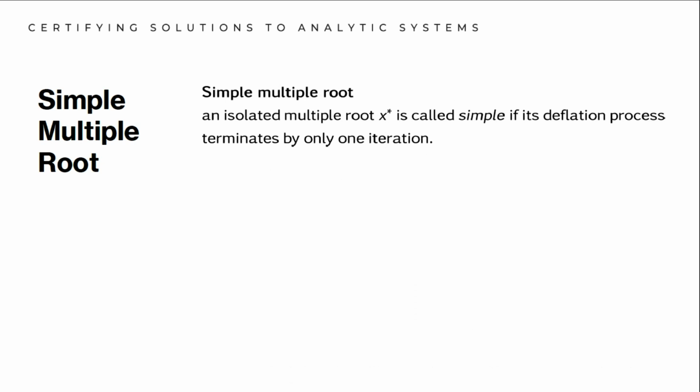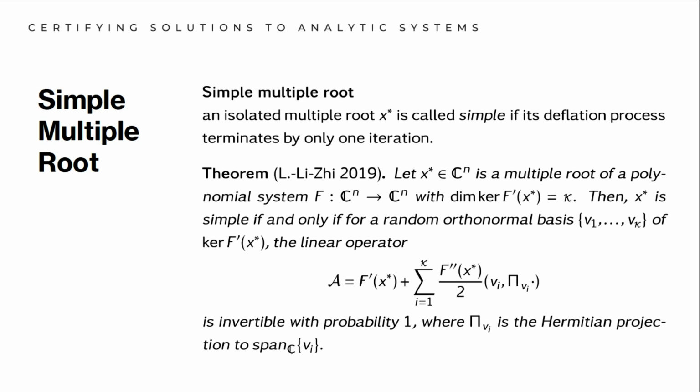So now we can define simple multiple roots. When we have isolated multiple roots, it is going to be called simple if and only if this deflation process terminates by only one iteration. So in terms of deflation method, this is the simplest case. Okay. So we have a really nice characterization for this simple multiple root.